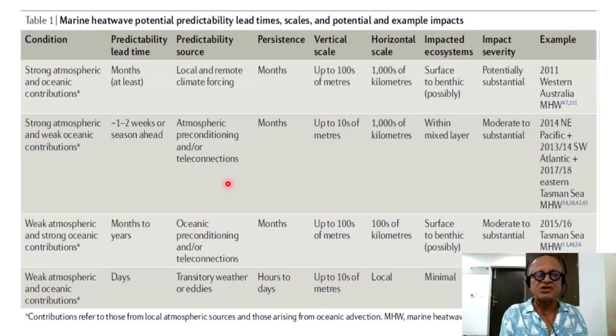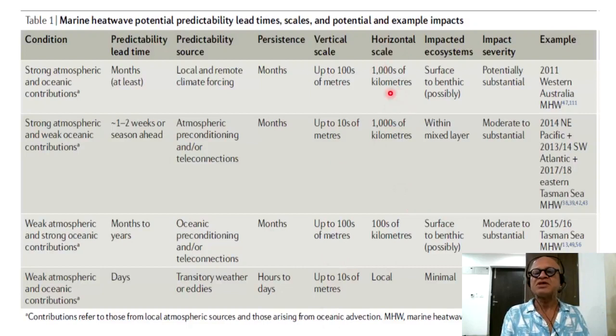It can be atmospheric preconditioning and or teleconnections, like El Nino related Walker circulation changes or the Indian Ocean dipole or Atlantic Nino, oceanic preconditions and or teleconnections which precede El Nino, for example, transitory weather or eddies, which is very common, especially in the Pacific warm blob region. So persistence of these heat waves can be months, sometimes hours to days. Vertical scale can be 100 meters, tens of meters, hundreds of meters, and so on.